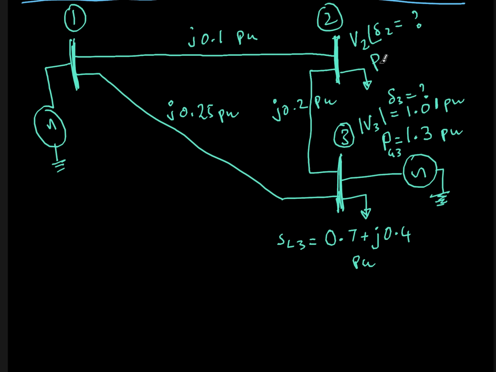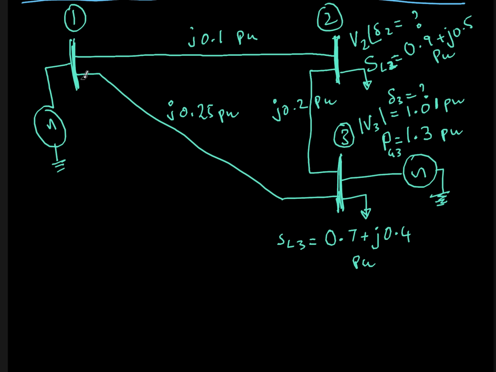So P, here I'll write the complex demand S L2. Let's say the load here is 0.9 plus j0.5 per unit. So this much is the power demand here. Active power is 0.9 per unit and reactive power is 0.5 per unit.